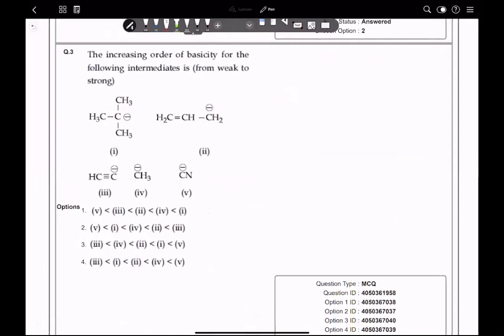Now question number 3. It's given the increasing order of basicity for the following intermediates, from weak to strong acid. So now you can see a minus charge on carbon is there in all the cases. Now you will see in option number 2, this minus charge is in resonance. So this minus charge is stabilized, that means basicity decreases. And this carbon is sp hybridized, and here also this carbon is sp hybridized. So CN minus, surrounding nitrogen is there.